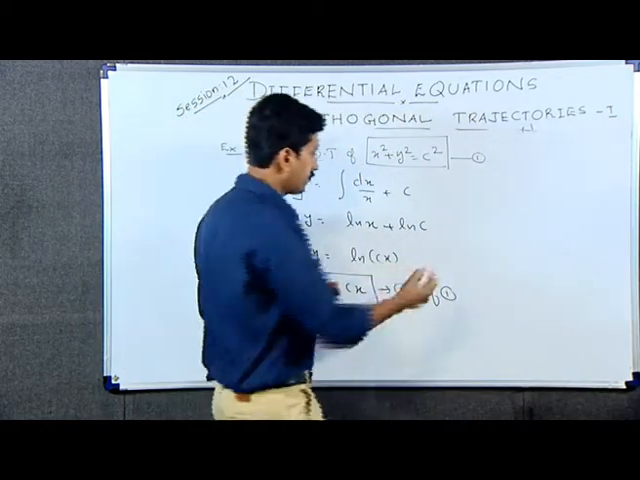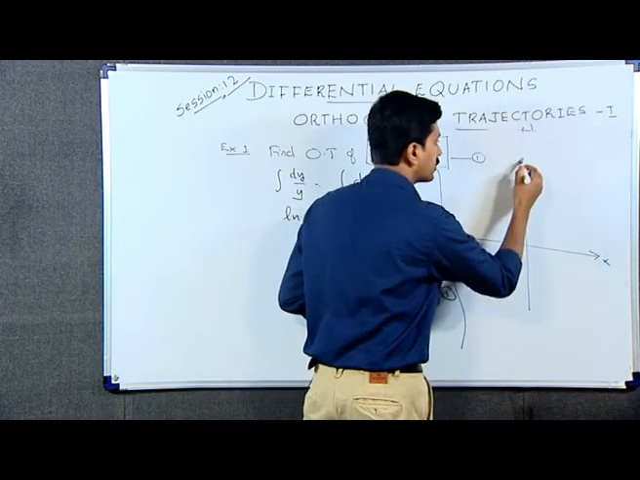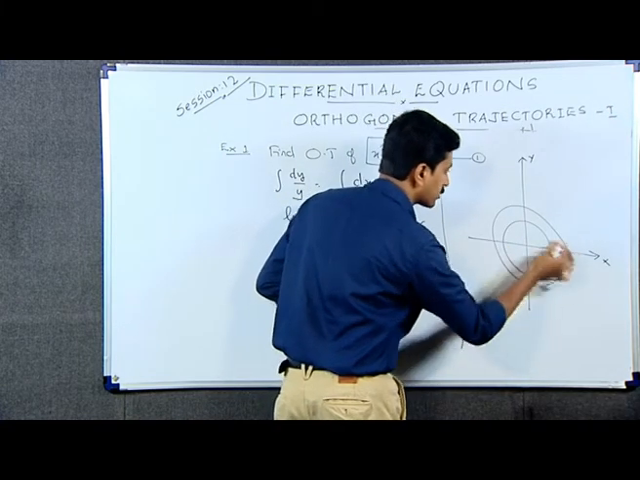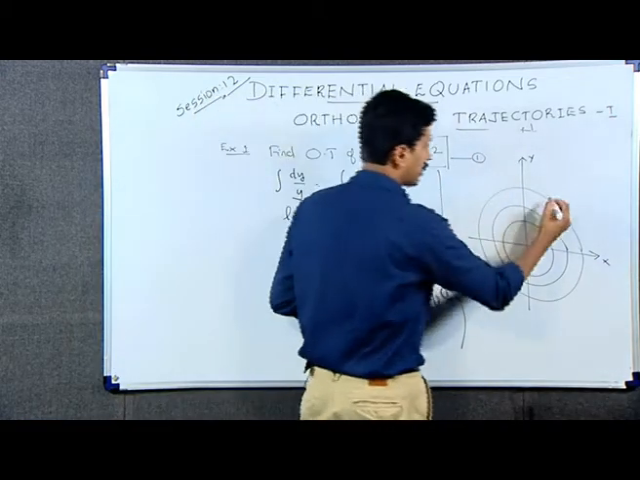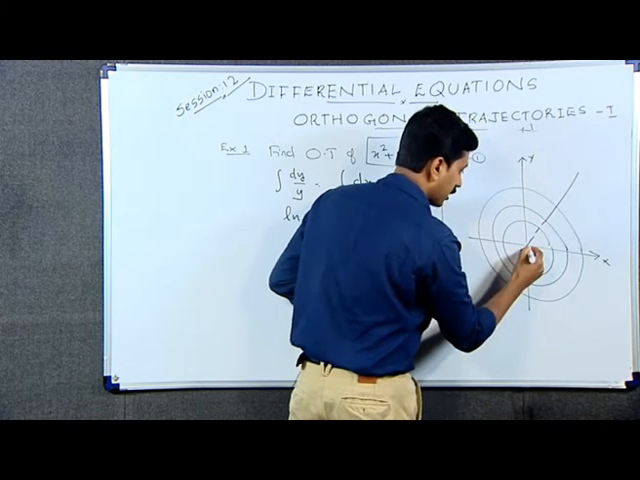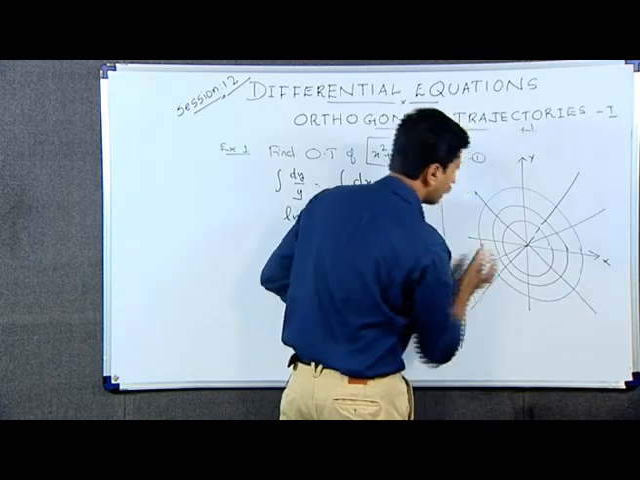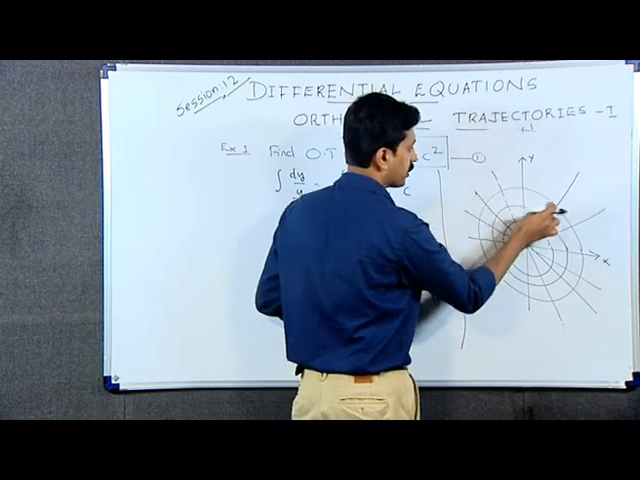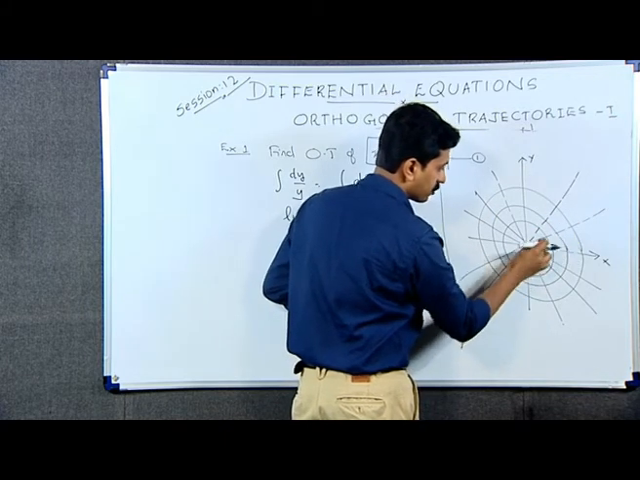We will have the family of curves as concentric circles. This is our x axis and this is our y axis, and we will have the family of circles like this, and this is the given equation 1. The orthogonal trajectories are the family of straight lines passing through the origin. You can have an infinite number of such curves, which we can find from here, and these are the orthogonal trajectories.